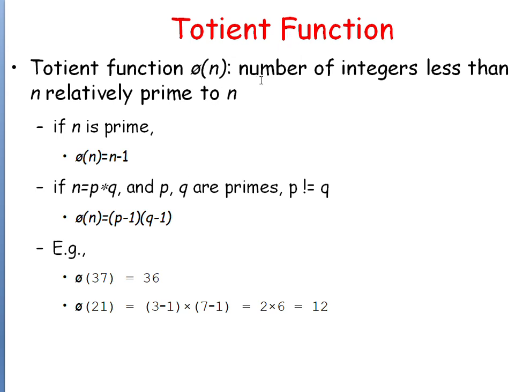Totient function: the number of integers less than n that are relatively prime to n. If n is prime, the totient function is phi of n equals n minus 1. If n equals p times q, where p and q are primes and p is not equal to q, phi of n equals p minus 1 times q minus 1. Example: phi of 37 equals 36. Phi of 21: 3 times 7 is 21, 3 minus 1 is 2, 7 minus 1 is 6, 2 times 6 is 12.